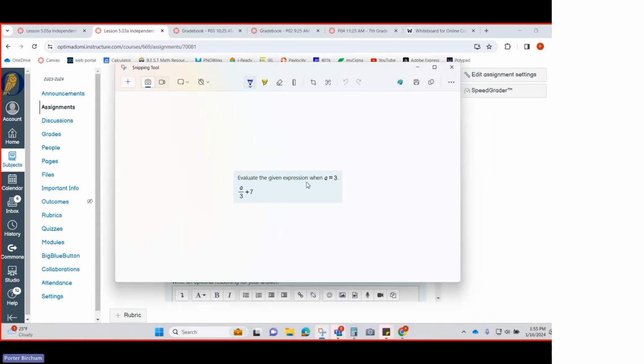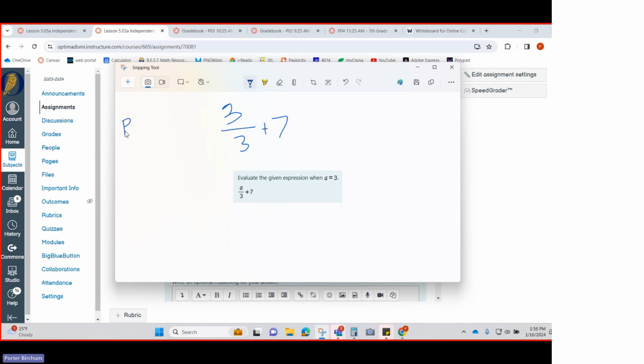Question 1, evaluate the given expression when a equals 3. So first step I'm going to do is copy down the expression, a over 3 plus 7. So a equals 3. If a is 3, what's my answer? So I'm going to erase a and put 3 here. Okay. Now that I just have numbers, let's do some math.